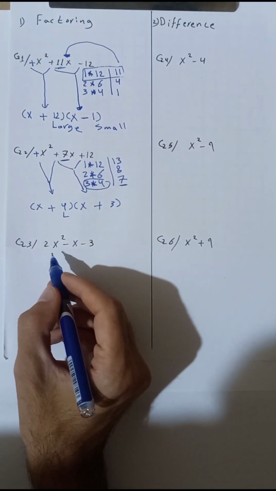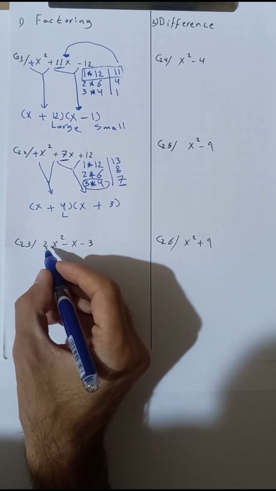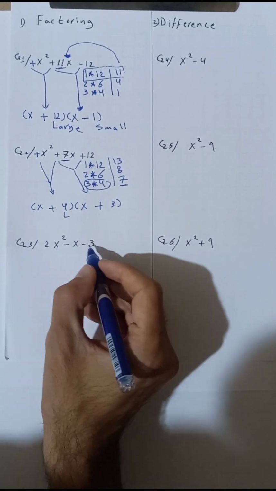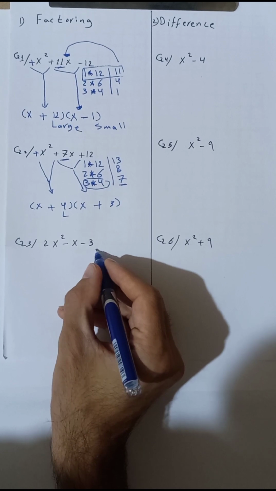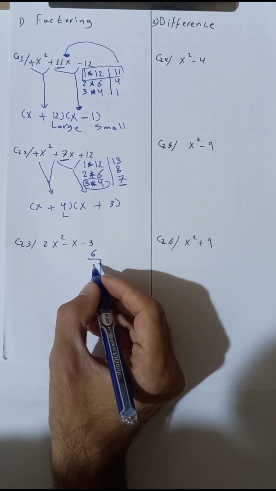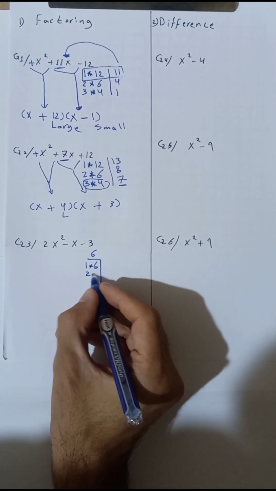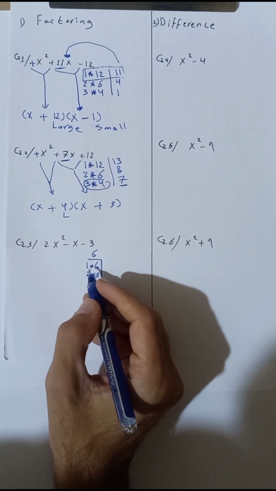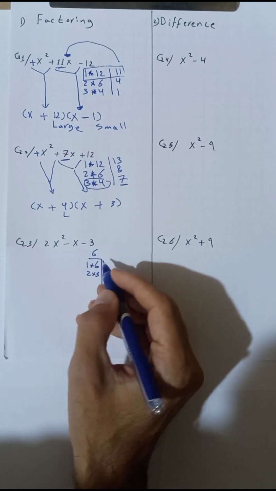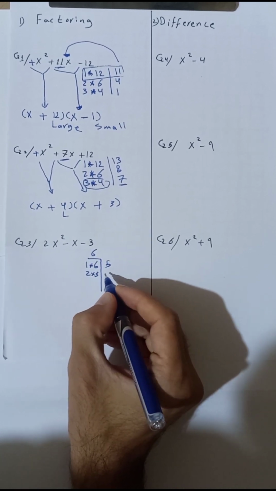In the third question, we have a coefficient here. We're gonna multiply 2 by the last number. 2 by 3 is 6. We're gonna think about 6. What times what is 6? 1 times 6, 2 times 3. The last number is negative. We're gonna subtract: 6 minus 1, 3 minus 2.